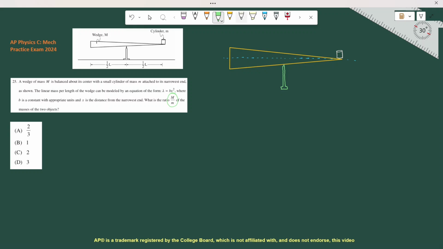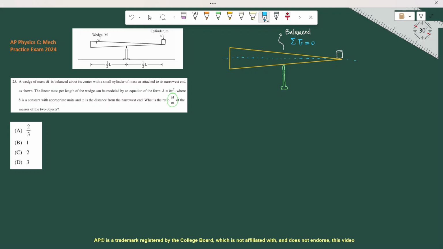Now, when I say it is balanced, it means that it is in rotational equilibrium. I'm basically giving you the idea of how you should proceed, how you should solve this question. I'm giving you the map of the question. So it means that the sum of all torques is equal to zero.